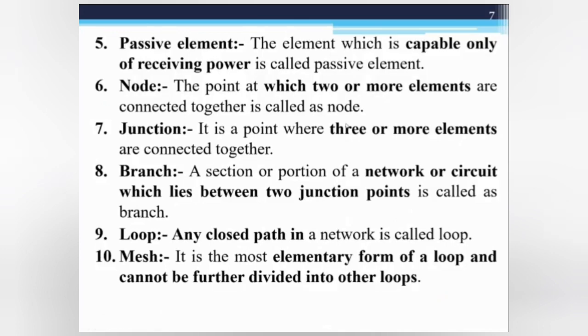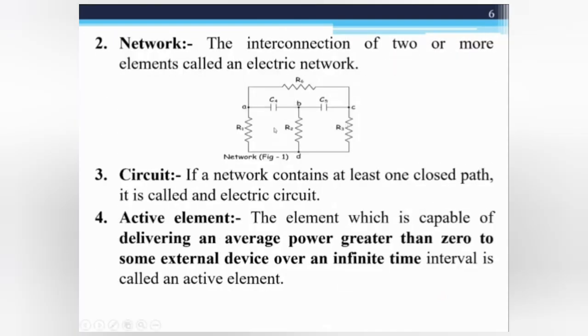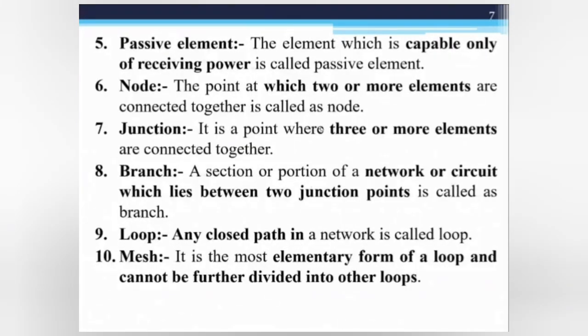Next is loop. Any closed path in a network is called a loop. So again, 3 loops are there because 3 closed paths are here. Next one is a mesh. It is the most elementary form of a loop and cannot be further divided into other loops. We will see the complete idea about mesh in the next topic, mesh analysis. So here are some definitions which are useful from your viva and exam point of view.